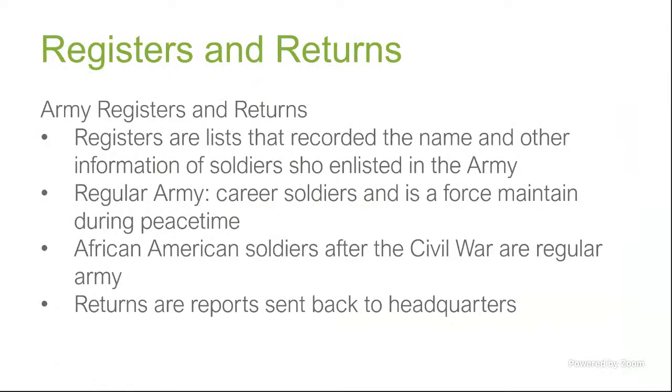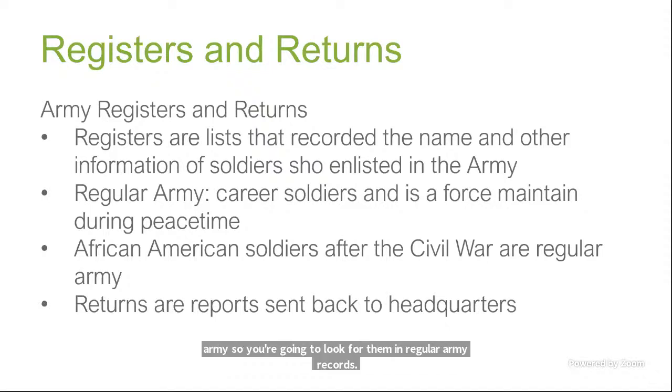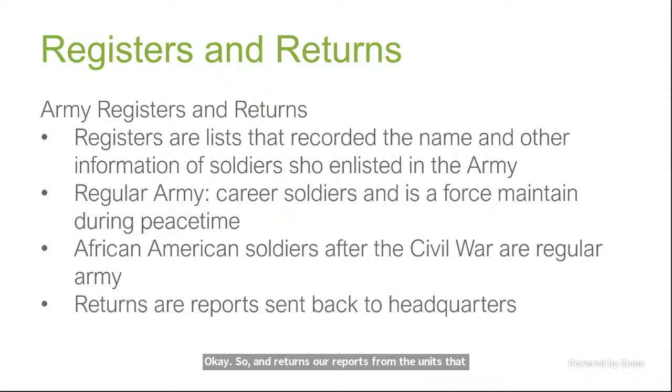Let's just talk a little bit about what a register is and what a return is. Registers are lists that recorded the name and other information of the soldiers who enlisted in the Army. And the regular Army is the career soldiers, and it is an Army force that remains in service during peacetime. And that's what the Buffalo Soldiers were, regular Army. So you're going to look for them in regular Army records. African-American soldiers after the Civil War were regular Army. Okay. And returns are reports from the units that are sent back to headquarters.